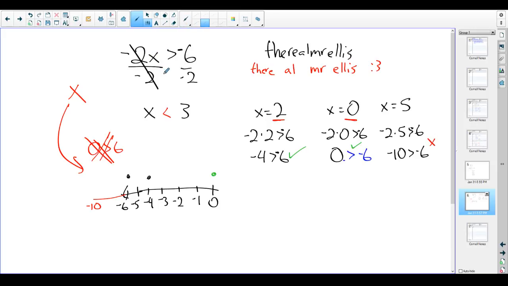So if we multiply or divide by a negative number, it's always going to flip the sign. Always. Okay? We'll practice more the next couple days.